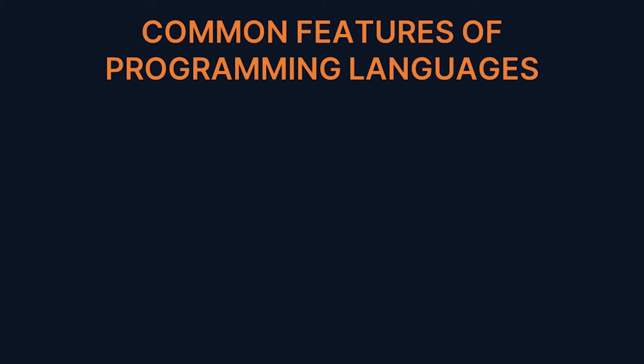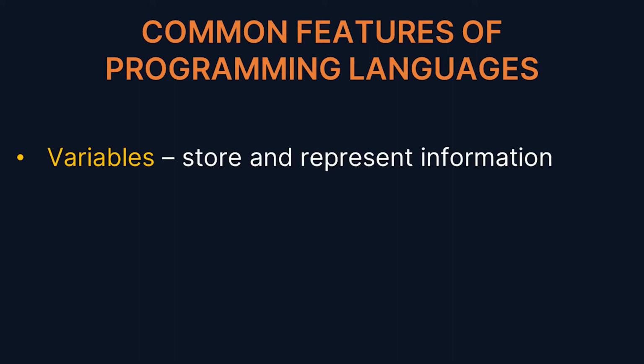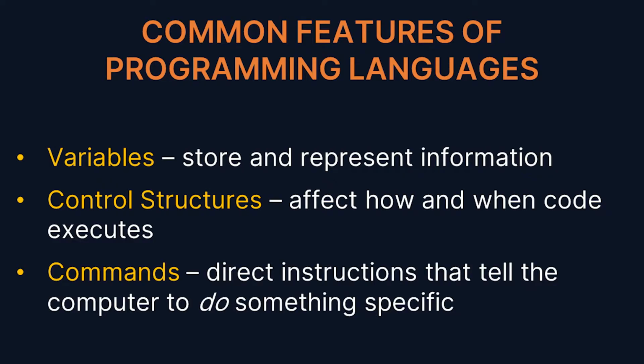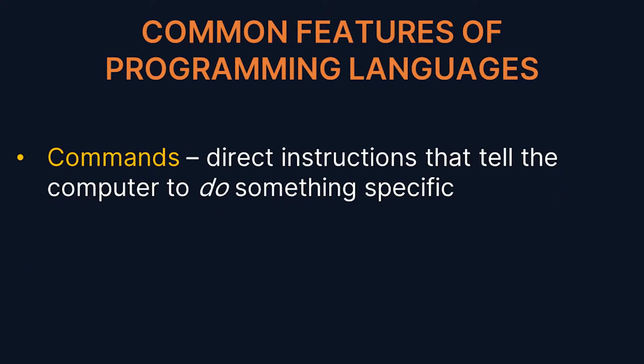So we know syntax differs from one programming language to another, but what are the common features? Well, programming languages generally use variables to represent and store pieces of information. They tend to use similar techniques for controlling the order in which code executes, called control structures. Finally, programming languages use specific commands that tell the computer what to do. We'll cover variables and control structures in other videos, but let's talk about how programming languages use commands to create precise instructions.